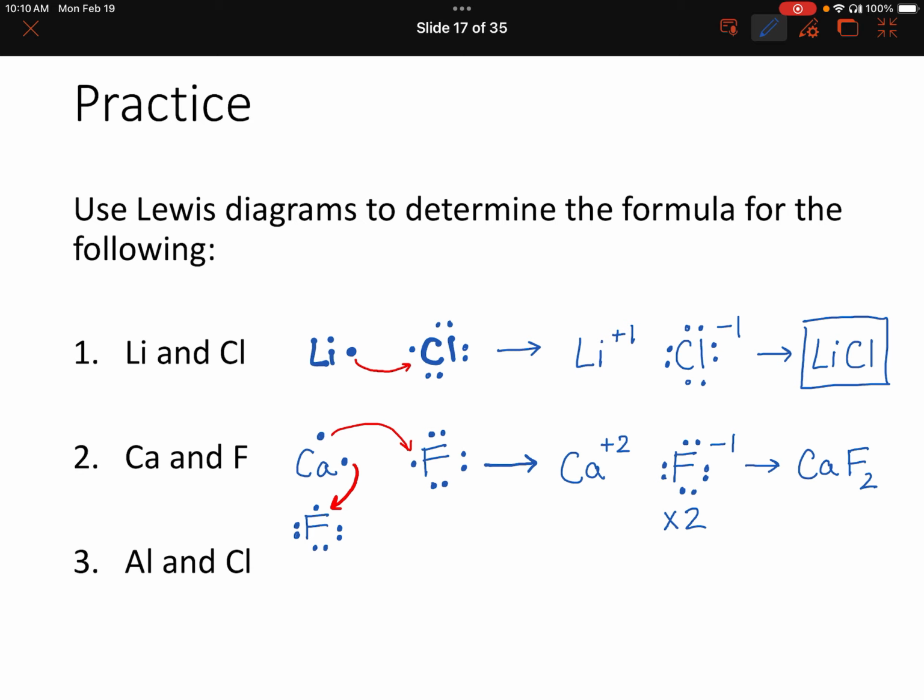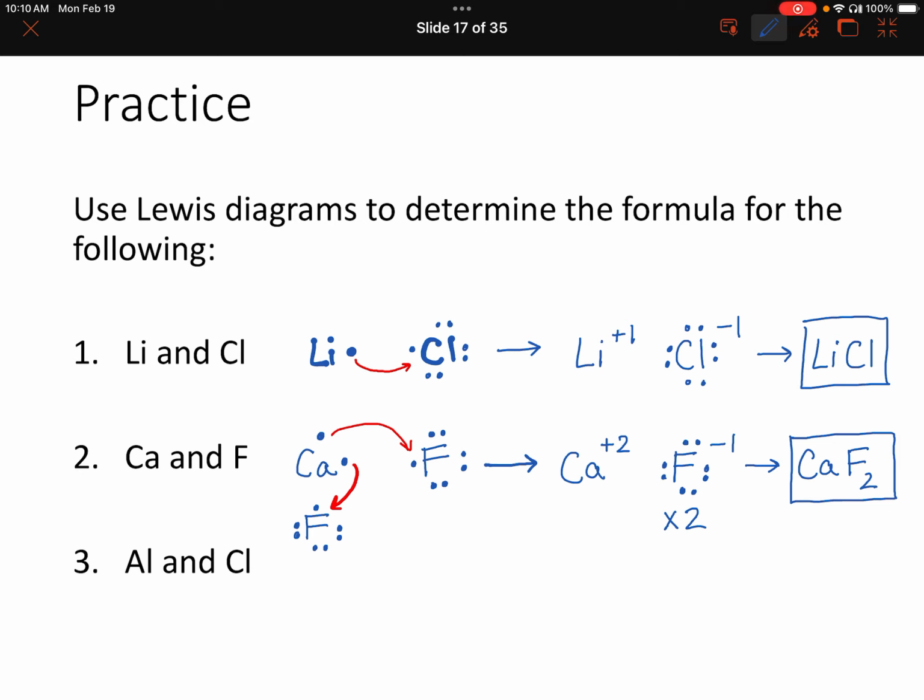And notice that I drew the 2 as a subscript. So that's how we can tell how many of each atom we have in our molecular formula, or ionic formula. So that would be our answer, CaF2. So again, you can always use the Lewis diagrams to visualize what your compound is going to look like. Or if you can already figure out the charges without the Lewis structure, you could do it that way too.